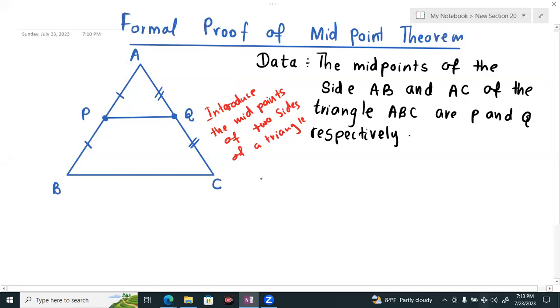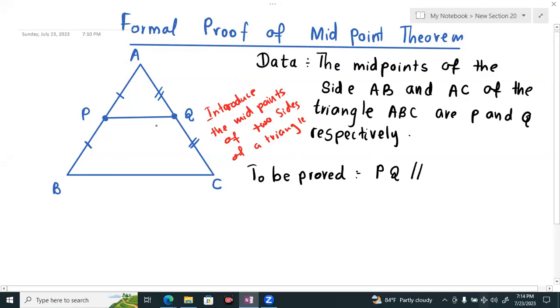Then to be proved, the very easiest one in the formal proof. What do we have to prove in to be proved? We have to write the theorem. What the theorem says is always what comes in the to be proved. What does the theorem say? The straight line segment which joins the two midpoints of two sides of a triangle is parallel to the third side.